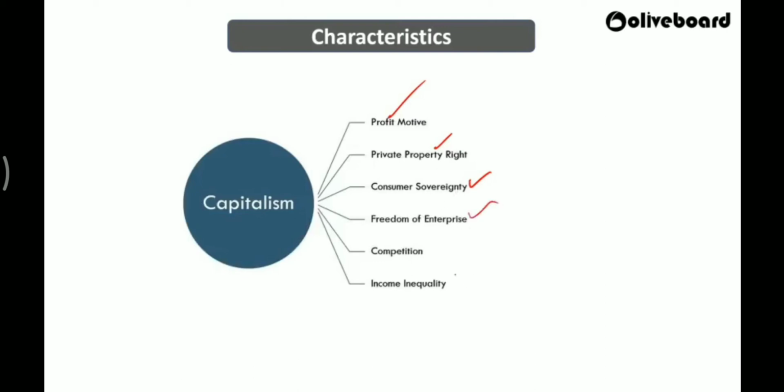Next one, freedom of enterprise. Since everything is owned by private parties, there is always a choice, a freedom for the private people, for the entrepreneurs. There is no need for the government to tell them anything. They can decide what they want, how much to produce, when to produce, how to produce. Every freedom they have. So freedom of enterprise: anybody can start if they have money. They can start the production, they can start the manufacturing activity.